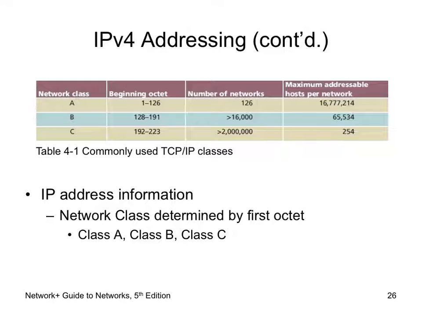Maximum addressable hosts per network, though, look at that number. 16,777,214. So it's pretty much endless on the different hosts per network that can be attached to a LAN in a Class A. That's why it's used for businesses mainly, small to medium sized, large businesses. Not so much at home because you don't need it.